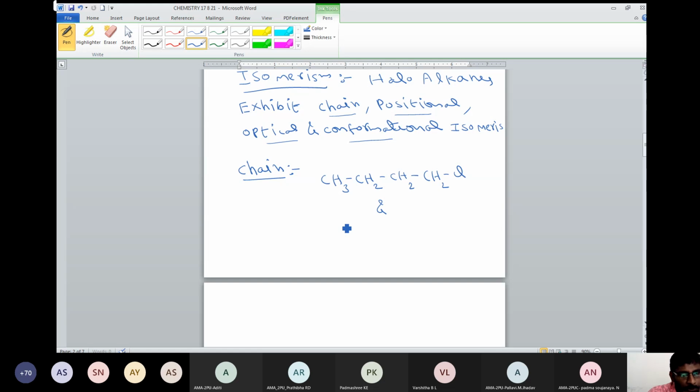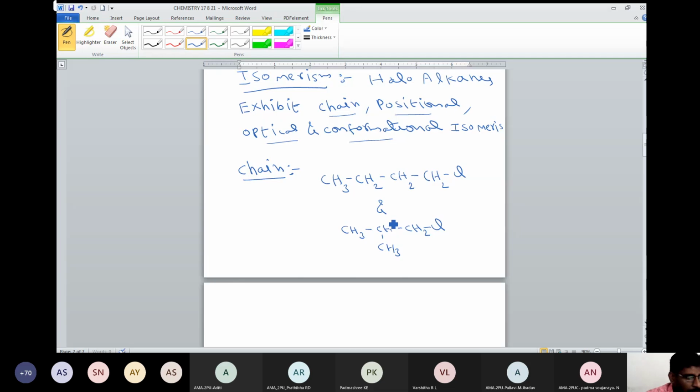When it's chain isomerism, we are writing CH3 CH3 CH2Cl. Observe these two molecules. Here the first molecule has carbon chain length 4, but the second molecule has chain length only 3 carbon. This is the methyl chloropropane, and this is the chlorobutane. Both are the same formula, but different structure.